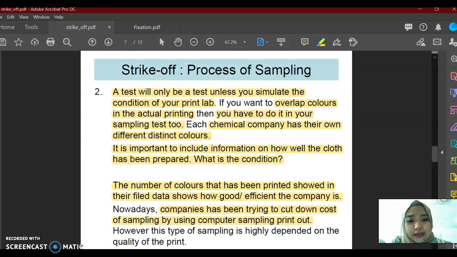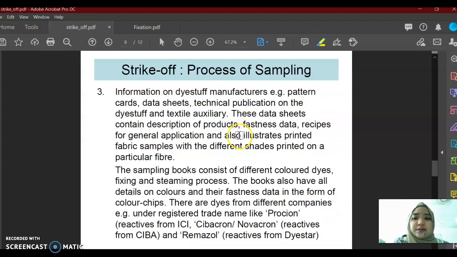Dulu ada colour chemist, sekarang dia ada komputer. Okay, so it's quite different. But this one memang dependent on the quality of the print. So kira macam if you want it better, then you have to do computer sampling. Okay, kalau macam setakat nak print kecil-kecil tu, dia orang biasa pakai colour chemist lah. Ini selalu yang besar-besar and expensive punya materials.